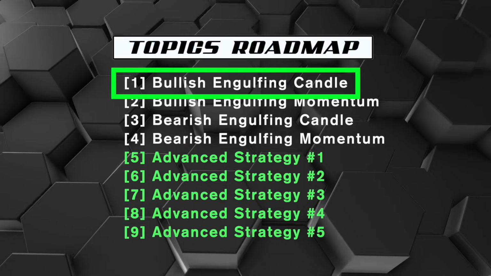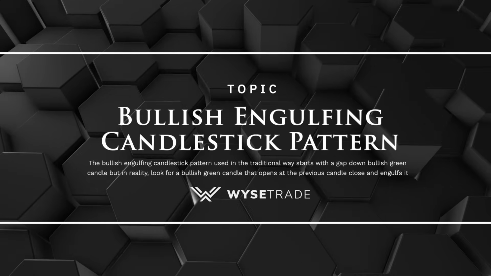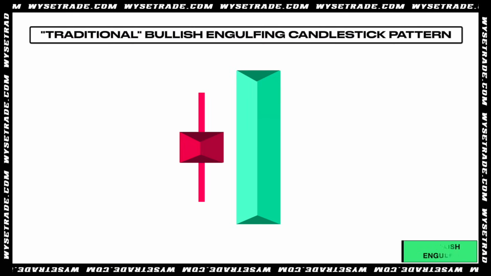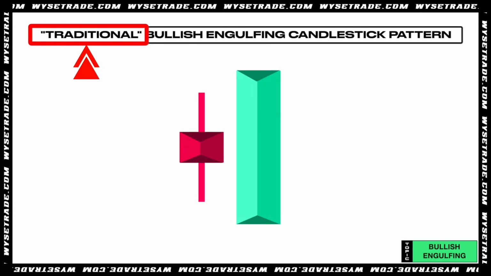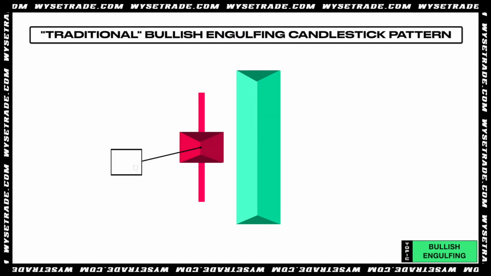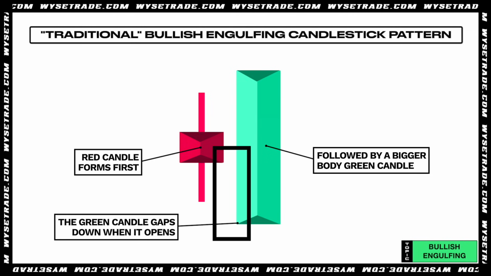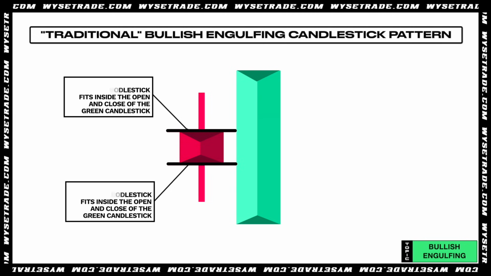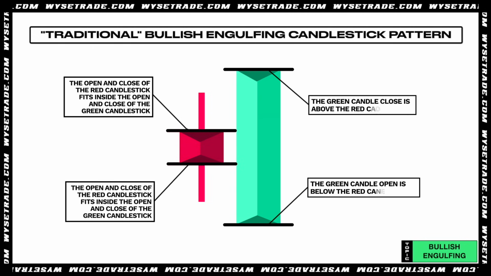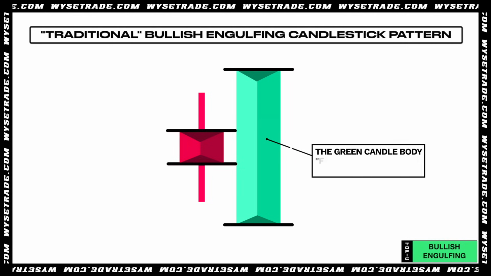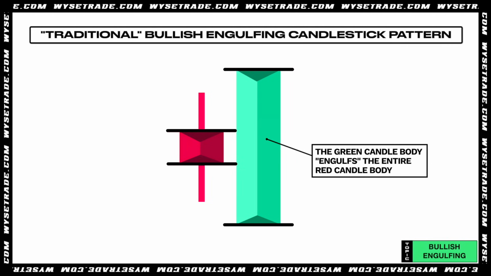Starting with the first, the bullish engulfing candlestick pattern. This is the traditional way to identify the pattern. You have a red candle first, followed by a bigger body green candle that gaps down. The open and close of the red candle fits inside the open and close of the green candle. This gives you your bullish engulfing candlestick pattern because the green candle engulfs the entire red candle.